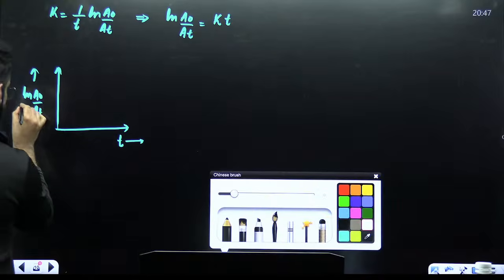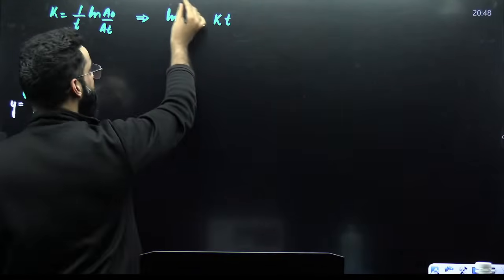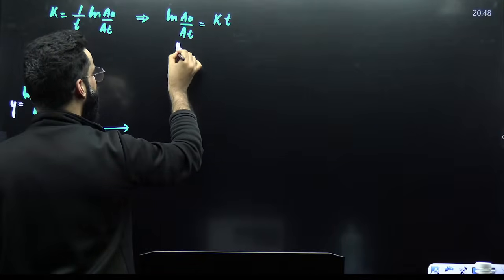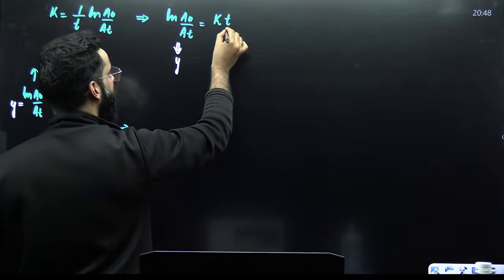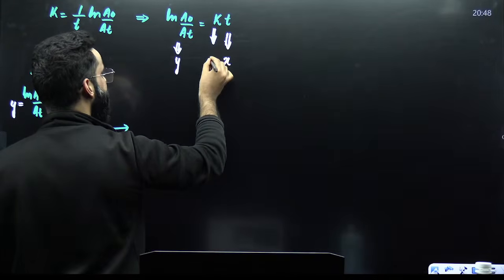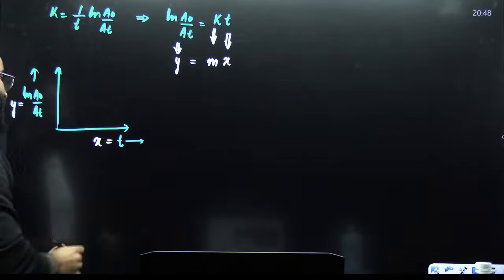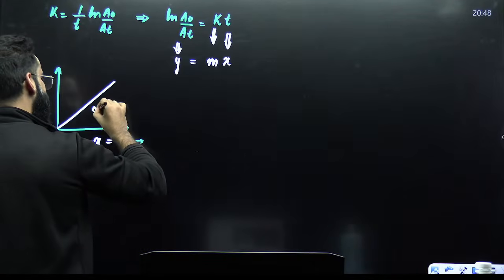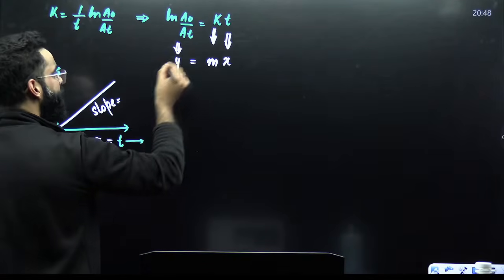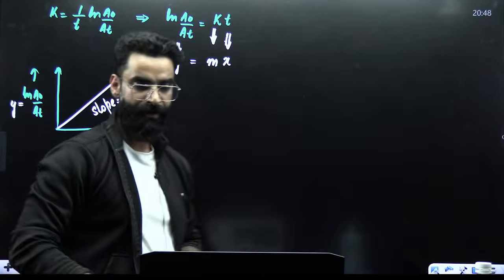This ln of a naught by a naught minus x, this entire term you are plotting along the y-axis, and t you are plotting along the x-axis. So this k automatically becomes your m, and the sign here is equal. So y is equal to mx, and y is equal to mx means a straight line passing through the origin. If I ask you about its slope, slope means the value of m, and the m value is nothing but k.